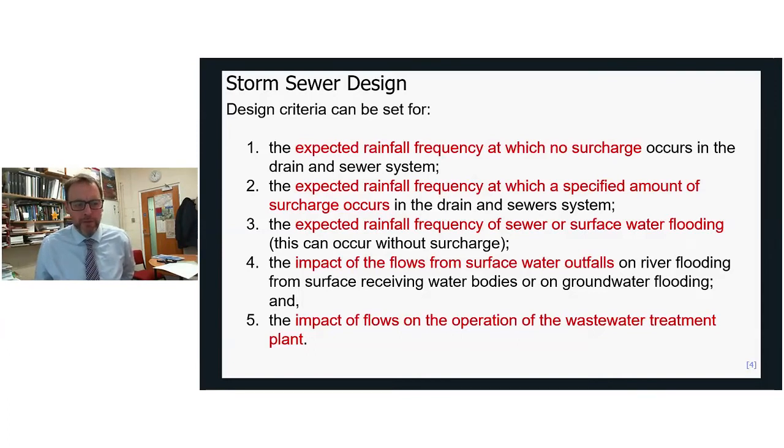The impact of the flows from surface water outfalls. So that could be either discharge from your separate system into the river, or in addition to what's in the bullet point there, the CSO into the river. How often is that going to happen? And at what volumes, etc. The impact of flows on the operation of wastewater treatment plants.